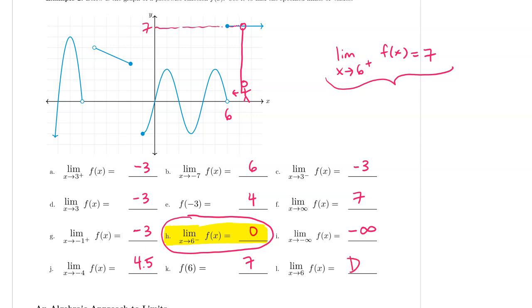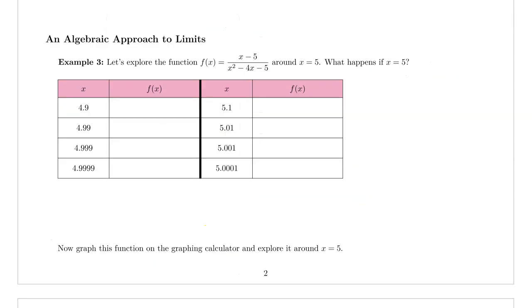So the overall limit does not exist, because we said earlier, if the right-handed limit and the left-handed limit are equal to different values, then the overall limit does not exist. And that concludes example 2. Let's now take an algebraic approach to limits.